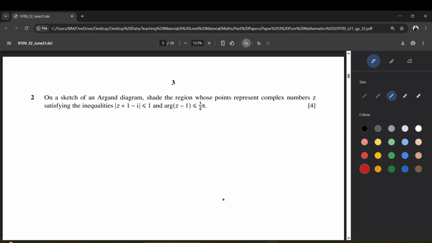Question number 2. On a sketch of an Argand diagram, shade the region whose points represent complex numbers z, satisfying the inequalities modulus of z plus 1 minus i is less than or equal to 1, and argument of z minus 1 is less than or equal to 3 upon 4 pi.